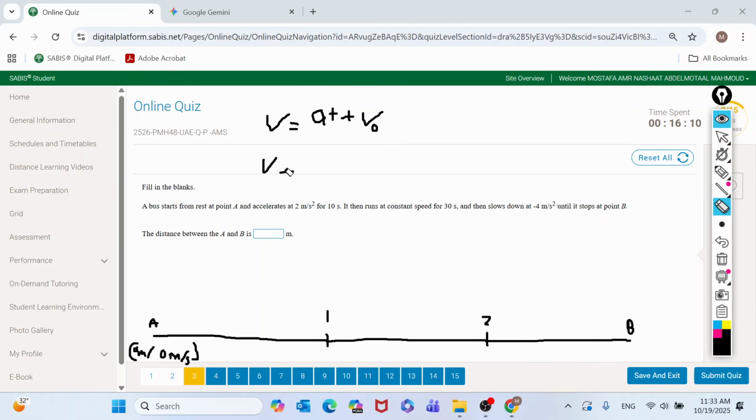For the distance, it's just gonna be 1 over 2 at squared plus v0 t plus x0. Okay, so 20 meters per second. We found the velocity. Now find the distance. So 1 over 2 times 2 times t squared, so 10 squared, plus v0t, so 0, that's gonna equal 2 times 1 over 2 is 1 times 10 squared, so it's gonna be 100. So 100 meters.